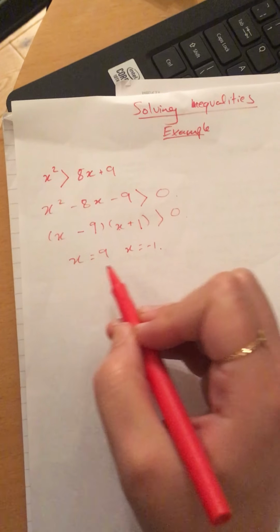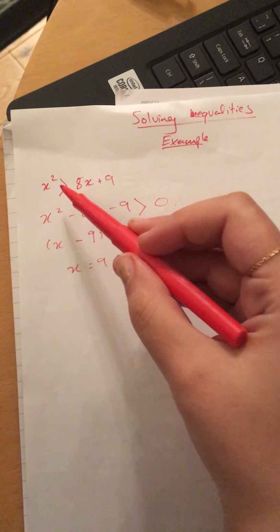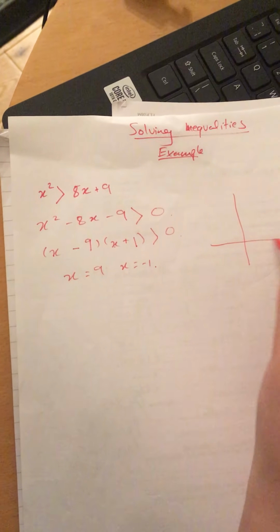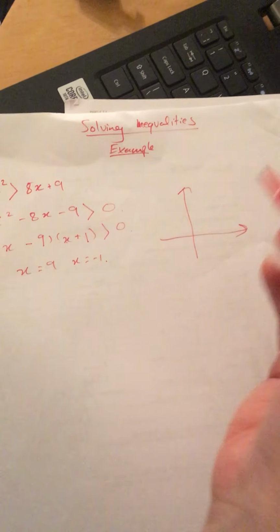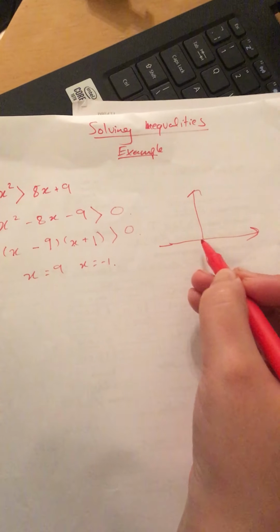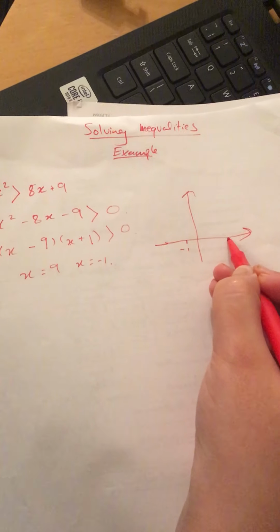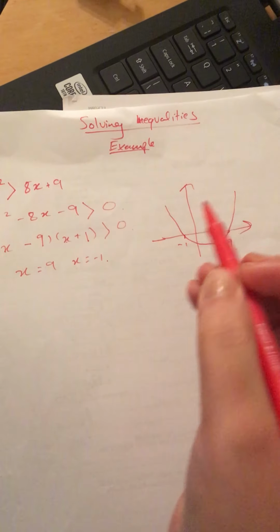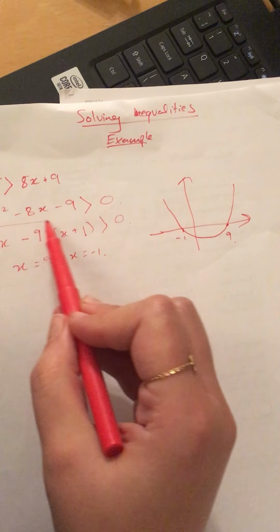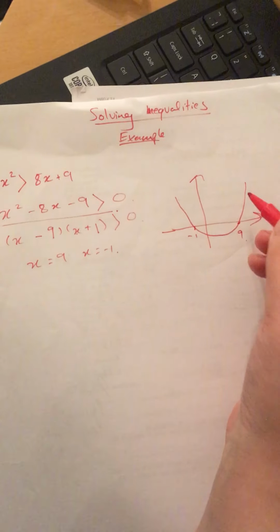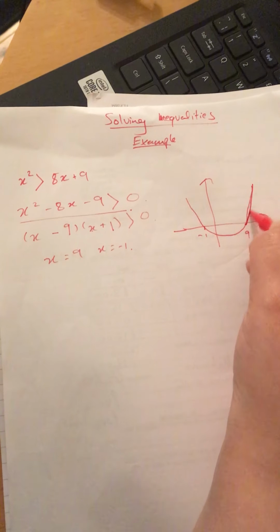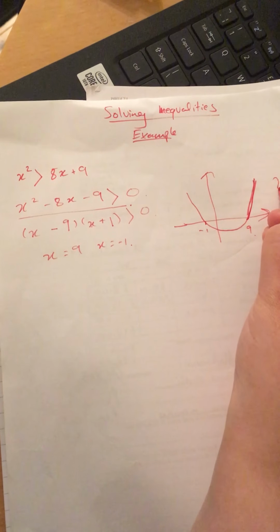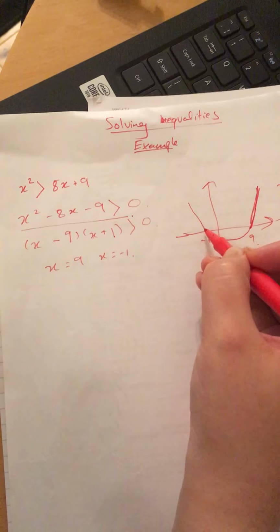Now we know that this can't be right because if I was to draw it, I've got x squared, so I've got a quadratic, and the roots are when it hits minus 1 here and 9 there. So it looks like this. Now the question says when this function is greater than 0. So I'm looking at this bit here because that's greater than 0, that's above the 0, and this bit here.